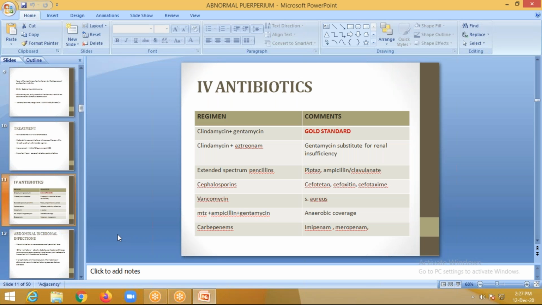Extended spectrum penicillins like piperacillin-tazobactam, ampicillin and clavulanate, and cephalosporins, vancomycin, and metronidazole, ampicillin, and gentamicin are used, and carbapenem is also used. These are different regimens, but the commonly used one is clindamycin plus gentamicin.